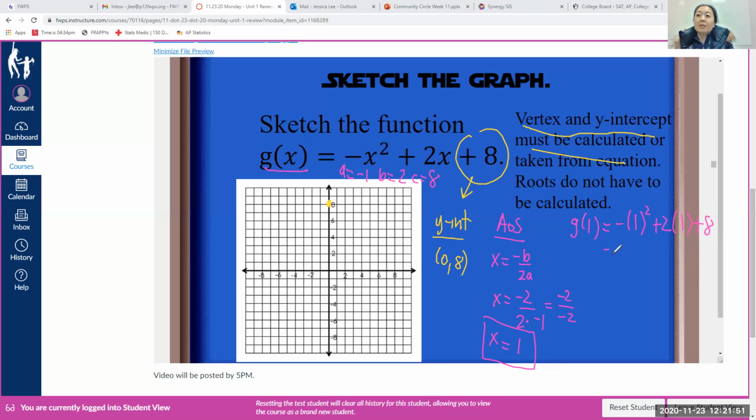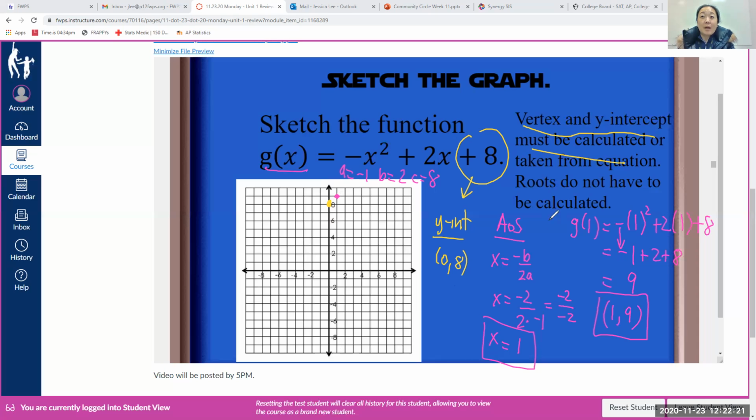And this is going to be 1 squared, which is 1. Now that negative has nothing to do with that because negative is not inside the parentheses. So this is going to be negative 1. See how that one negative just plops right down. This is 2 times 1, which is 2, plus 8. So this is going to be 1 plus 8, which is going to be 9. So our vertex is 1, 9. So we're going to go 1, 9, just like that.